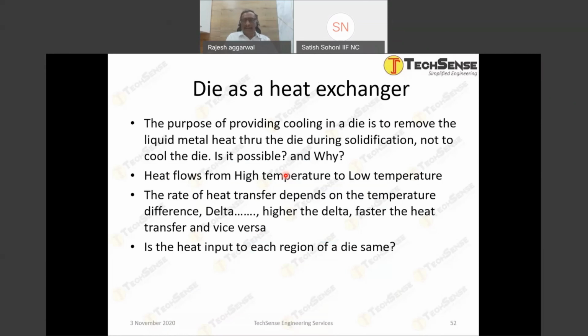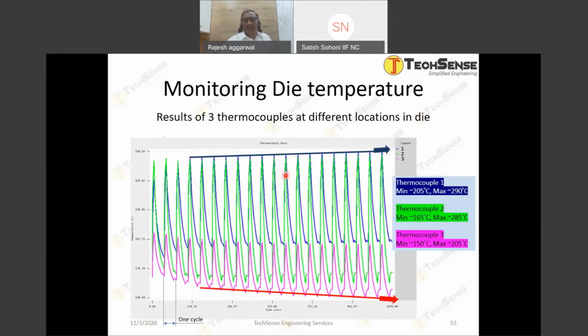Heat flows from high temperature to low temperature. The rate of heat transfer, again as we discussed, depends on the delta temperature. Now, another important question is: is the heat input to each region of a die the same? What is the answer? The heat input to the die at the different regions is not the same.